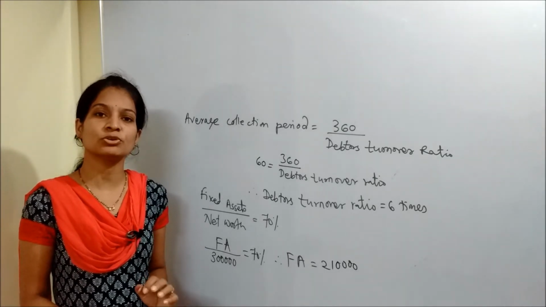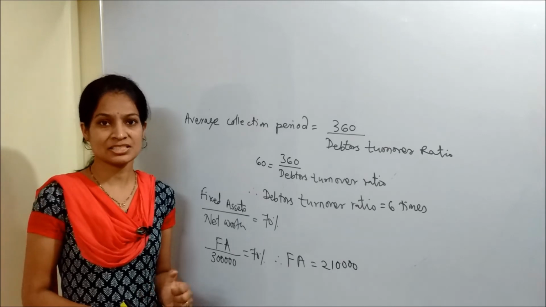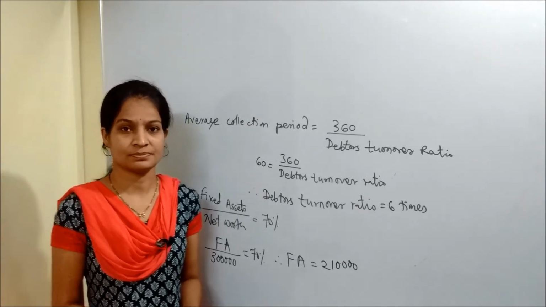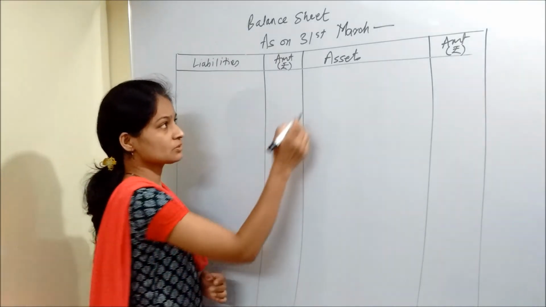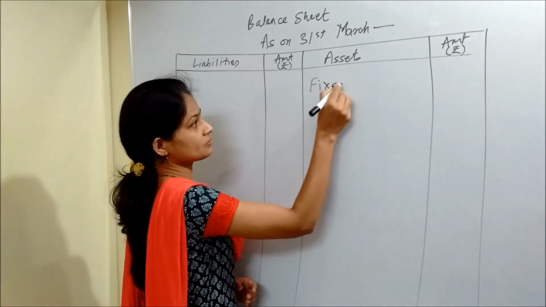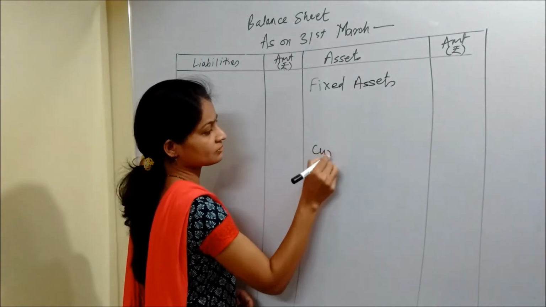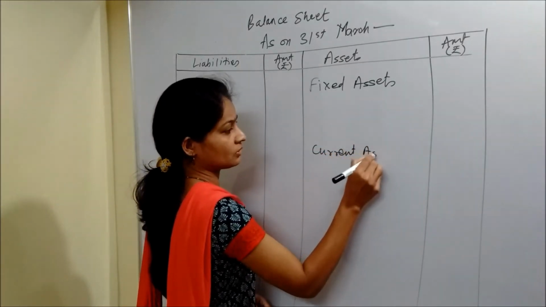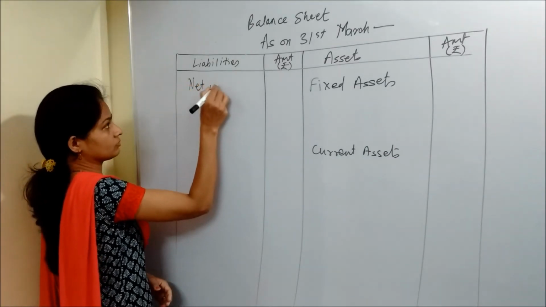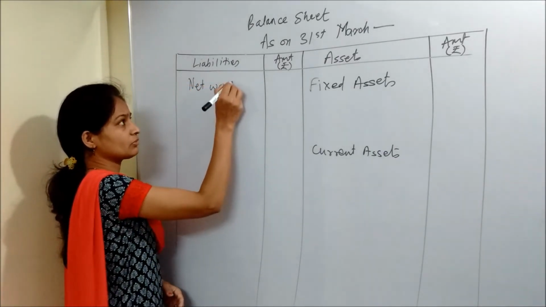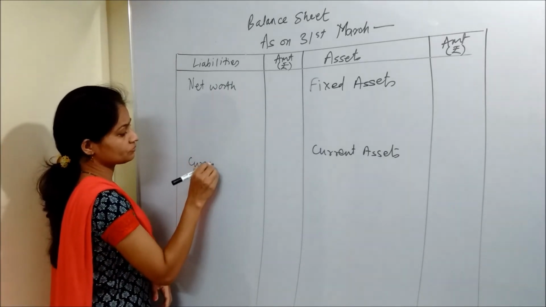Now finally we are going to put all these components together and we'll prepare a balance sheet, and let's see if it gets tallied or not. Now let us create the balance sheet. We'll write the main components first. To this side normally we have fixed assets. In the sum fixed assets we have calculated. Then current assets. To the liability side what we have is net worth. In the sum whatever you have found out that you are writing. Now to this side we have current liability as well.